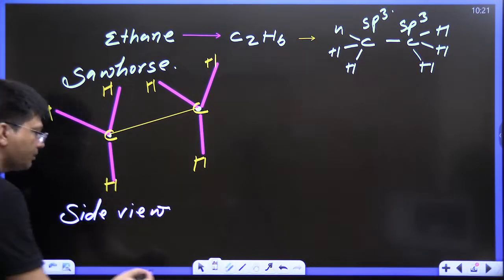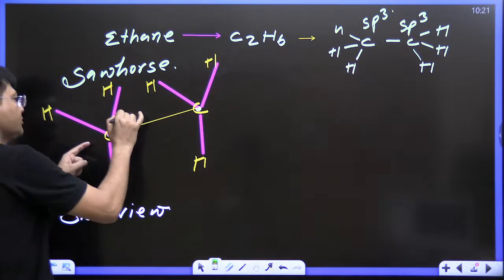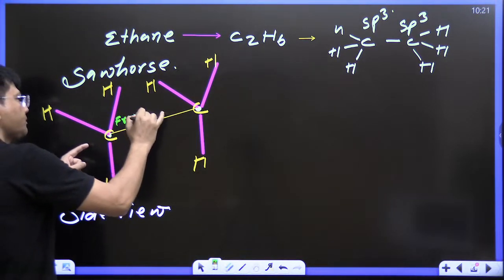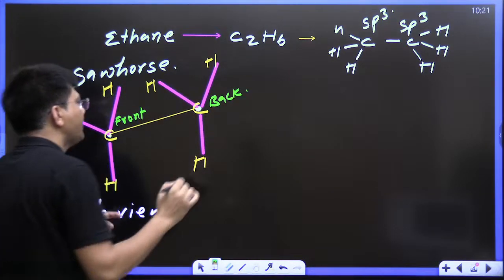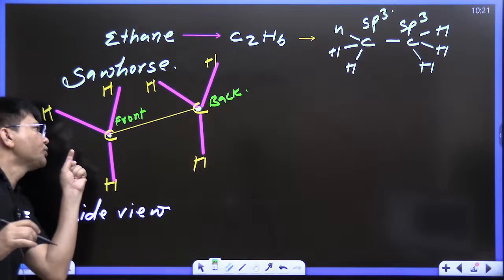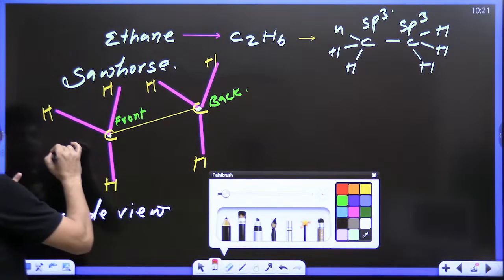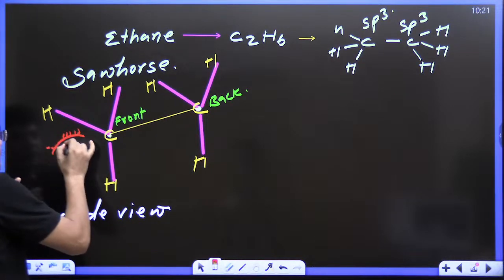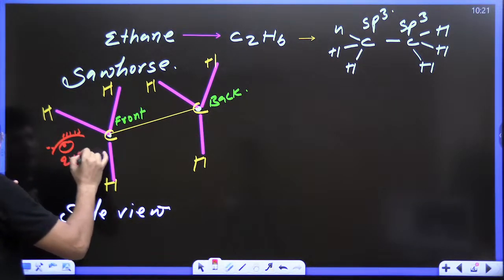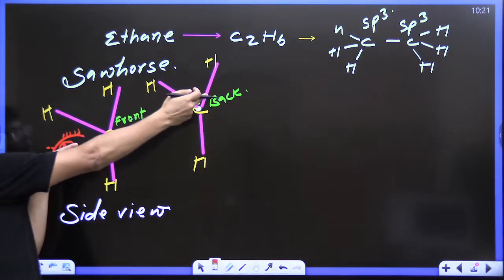Now, let me call this the front carbon and this your back carbon. Now, where is Newman going to see from? Newman will put his eyes over here and he is going to see from here. He has kept his eyes over here and started seeing from here. So he called it front carbon and back carbon.